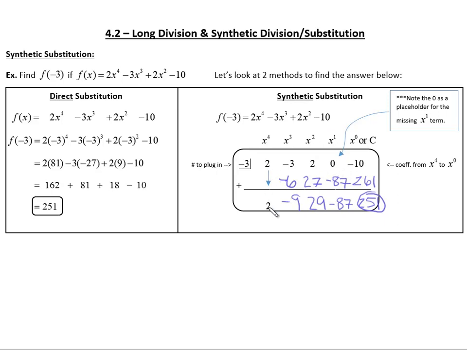We drop down the first coefficient, multiply by the number in the box. That gives us the next number we put under our next coefficient. And then we add. Multiply, add, etc. So it ends up being pretty fast because we're doing our two quickest operations, which usually you can do in your head or faster with the calculator, so multiplying and adding.